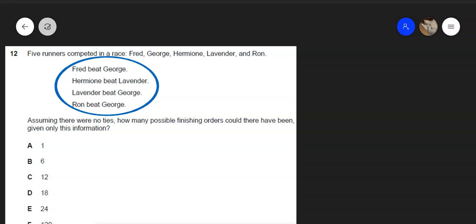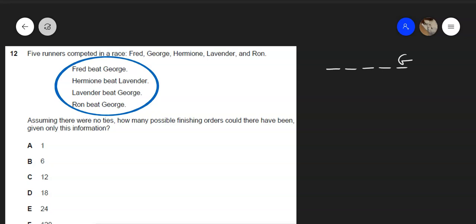We begin by noticing that at least 3 participants beat George. Fred, Lavender, Ron beat George. Hermione beat Lavender, which implies, together with the third condition, that Hermione must have beaten George as well. So I can conclude that all 4 participants beat George, and he will be in the 5th place.